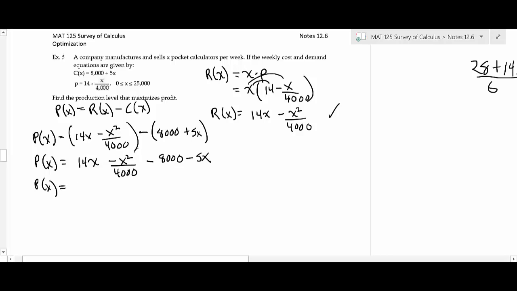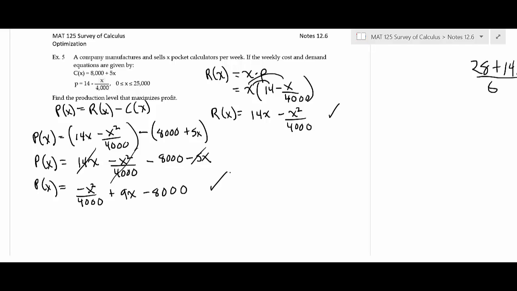I'm going to put it in this order. I'm going to put negative X squared over 4,000. And then 14 minus 5 is what? 9X. Then you've got that. Okay, so that's the first part of the problem, getting the function that you're going to take a derivative of. In this case, it's not that hard because it's a formula. You don't have to figure out, like the last problem, where we had to know something about volume.